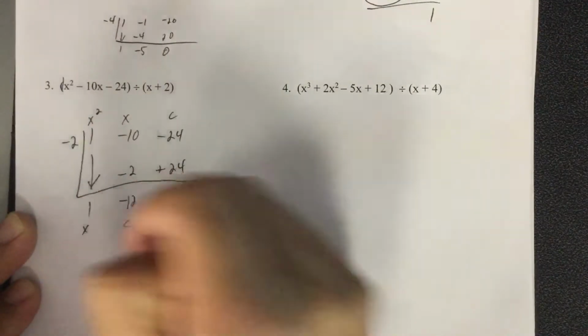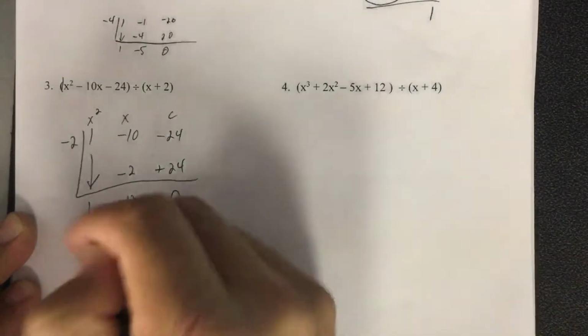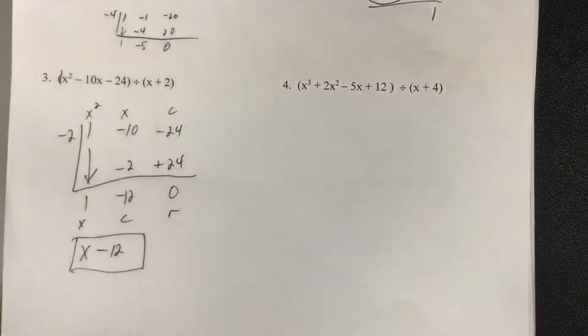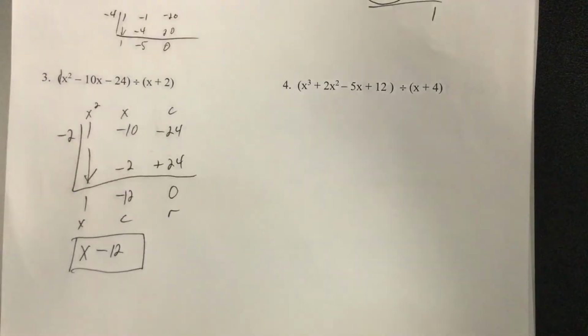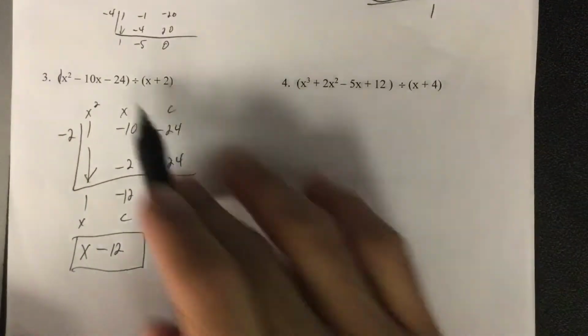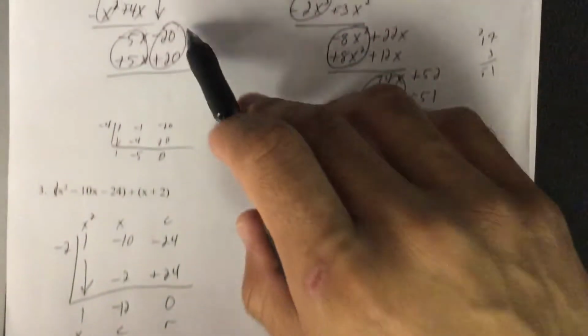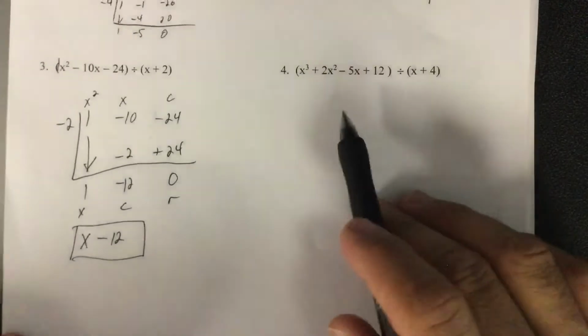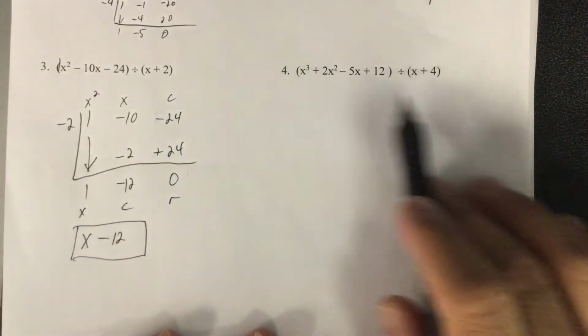This started out with x squared, x, constant. So remember, we're getting rid of one x. So this is the x. This is the constant. This is the remainder. So this is just x minus 12. That's how fast it should be. I'm looking at the video that's 1 minute and 5 seconds, right? To do this problem if we did it with long division would take a little longer. That's okay. We'll look at this one.